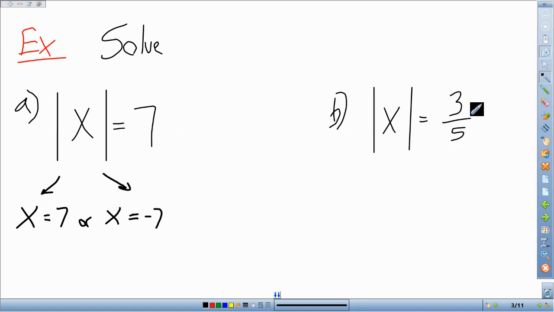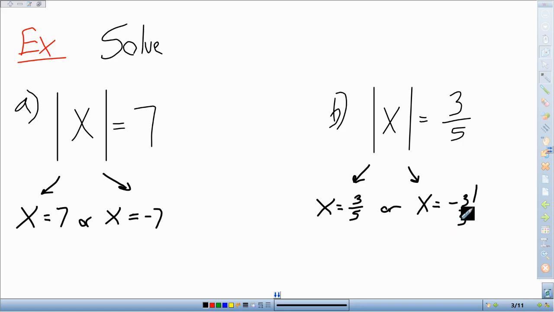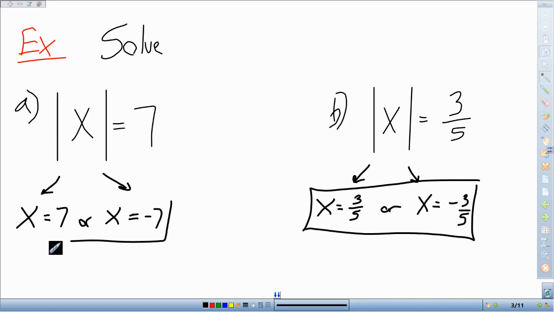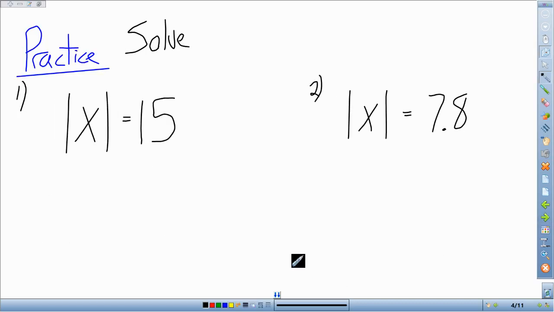So when we look at letter B, it's going to be the same idea. I know that x can equal a positive 3 over 5, or x can equal a negative 3 over 5. Let's put some boxes around these because they're our answers. That's how we go about breaking these things into actual equations that we can solve. They're not always going to be this simple, but this is the fundamental idea. You're setting what's inside of the absolute value bars equal to the positive of this number and then the negative of that number.